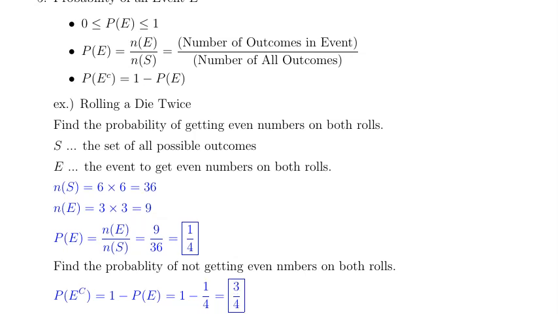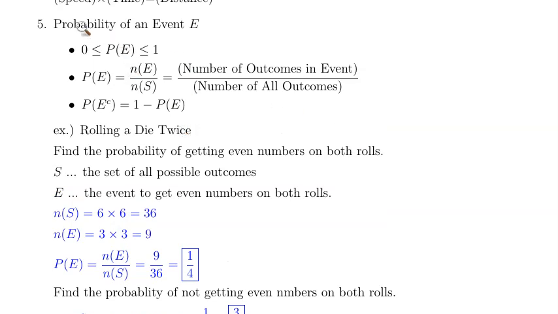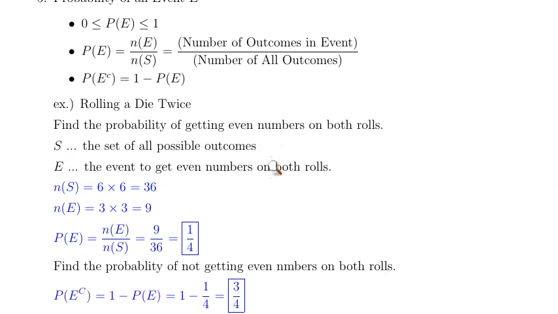So this is the probability of not getting even numbers on both rolls. It could be both odd numbers, or at least one of them is an odd number. So that is the probability of an event. That's it. I hope that this was clear.